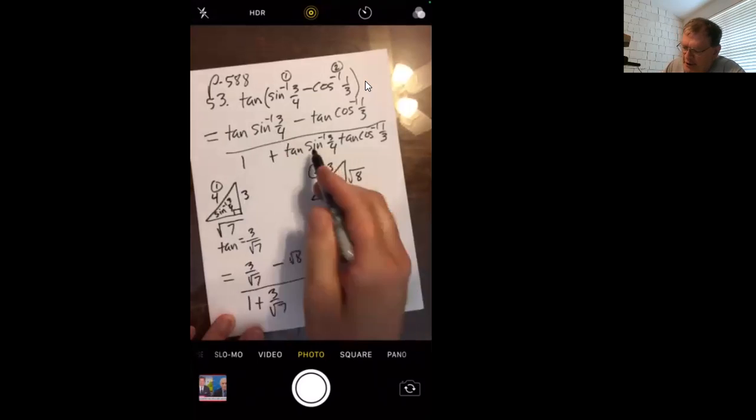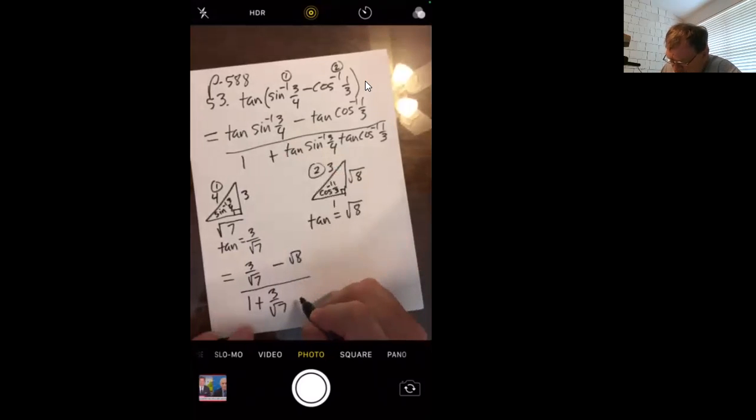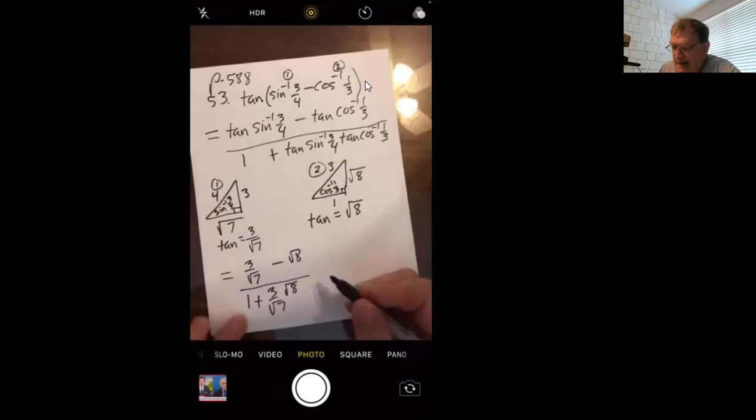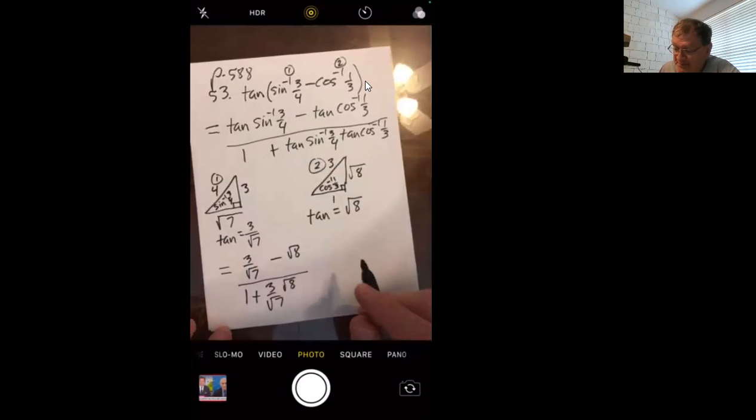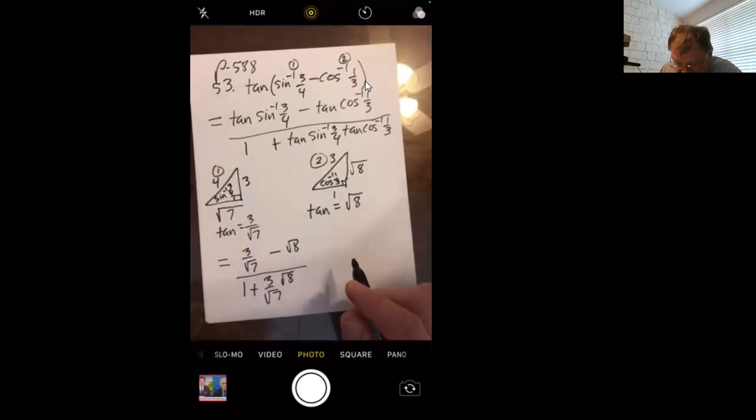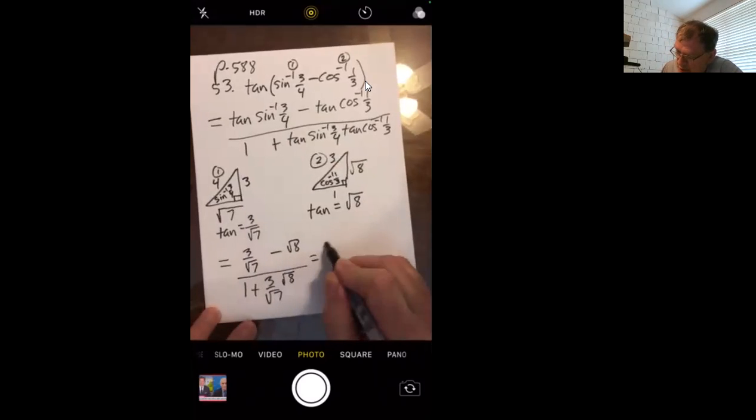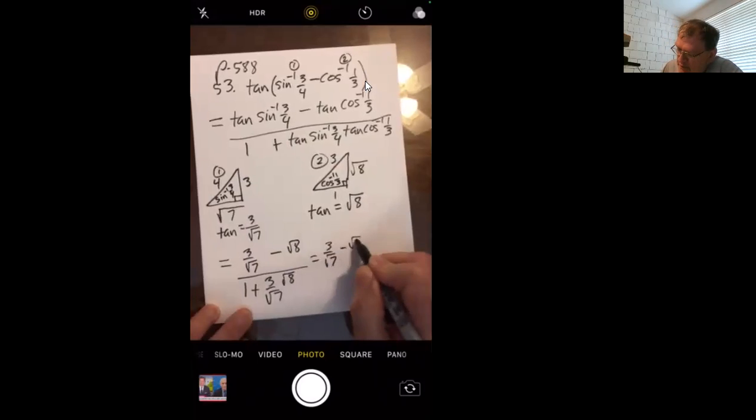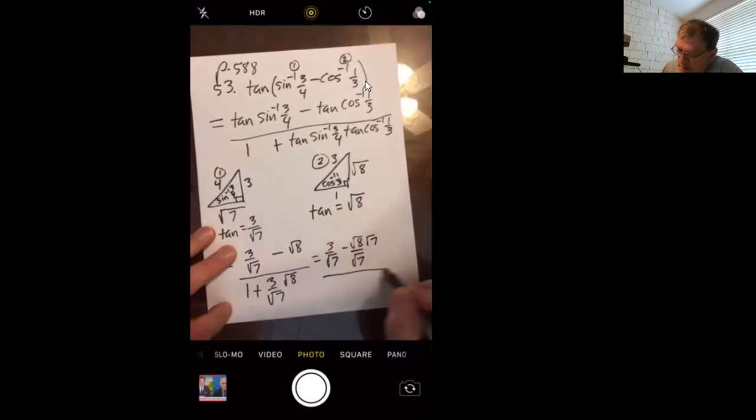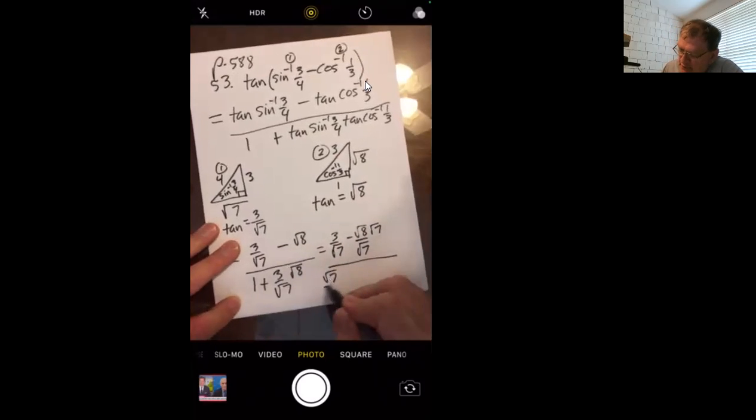See, it shows up here. And times square root of 8. Now, good luck trying to match the answer in the book. Probably get common denominators of square root of 7. So you get 3 over square root of 7 minus square root of 8 over the square root of 7. And you have to put a square root of 7 up here, you'd have square root of 7 over square root of 7 over there, 1 up there, plus 3 square root of 8 over square root of 7.